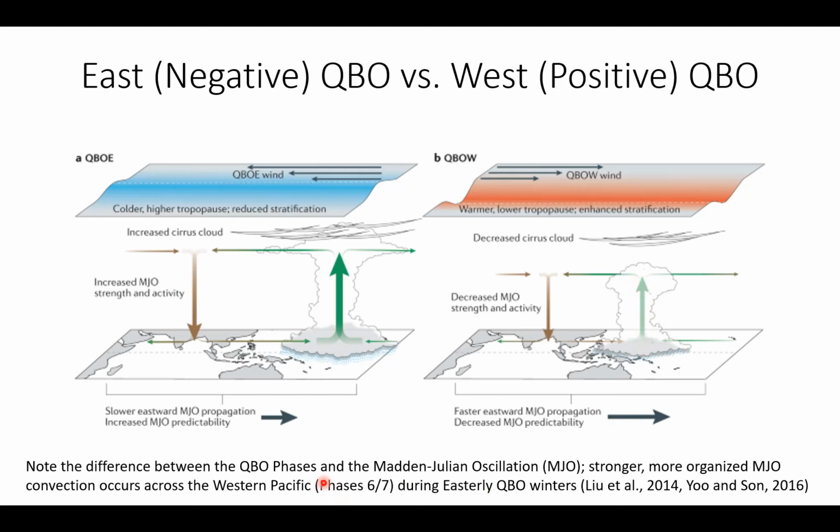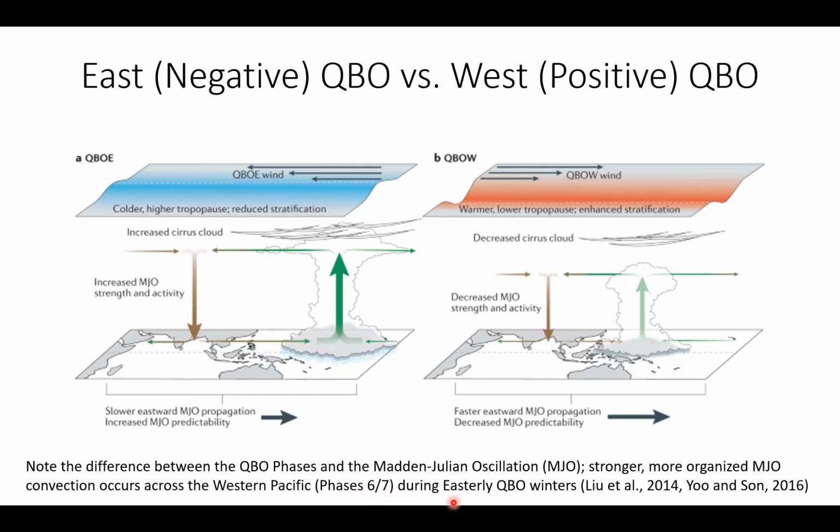Right from the research by Liu et al., as well as Yu and Sun, you get stronger, more organized MJO convection across the Western Pacific. So when I have more convection, thunderstorms and rain across the Western Pacific, that means my MJO is stronger in phases 6 and 7 during easterly QBO winters.